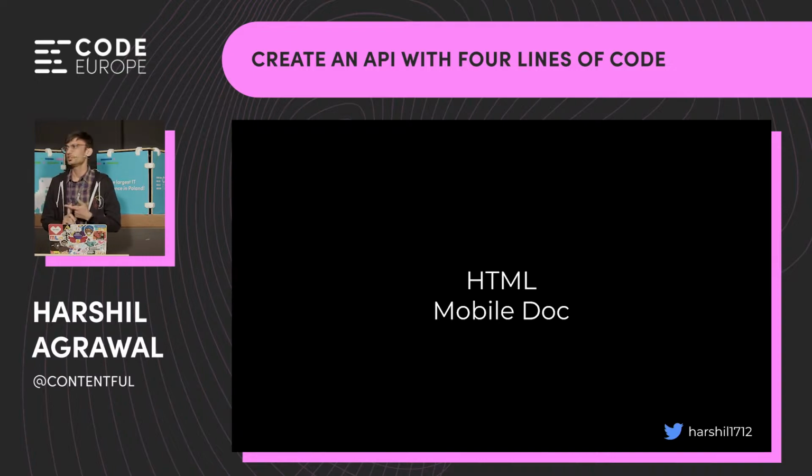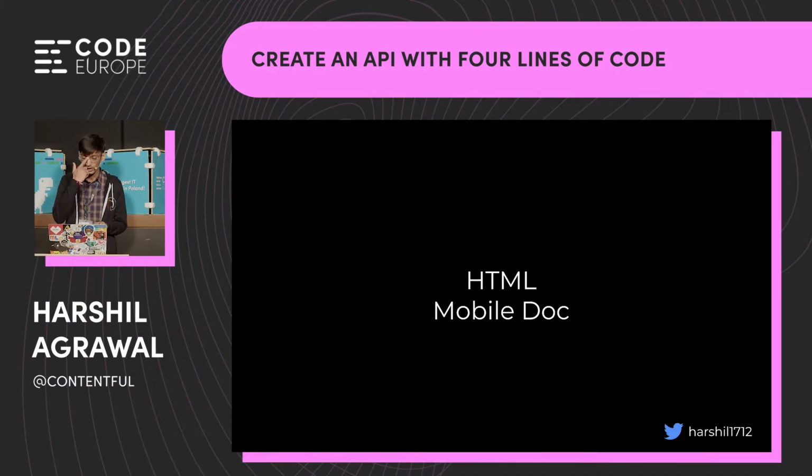The first was HTML. So all the content that I was getting from the Ghost API was in the HTML format. Now again, I don't want to use the HTML format because I want to get the features of Markdown, and I don't want to use HTML tags in a Markdown file. That didn't make sense to me.